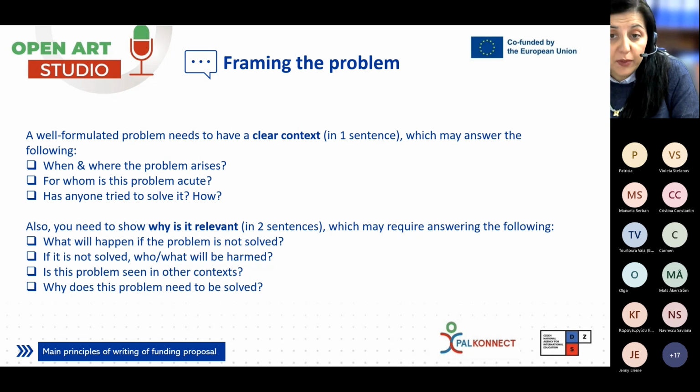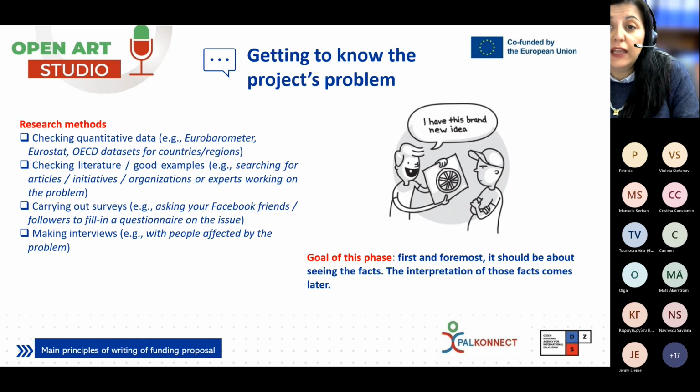What will happen if the problem is not solved? If it's not solved, what will be harmed? Is the problem seen in other contexts? Why does this problem need to be solved? So it's quite important to link to the framing of the problem, because this is one of the basics for a successful proposal. Then, getting to know the project problem. Firstly, you need to be sure that the problem is real. And then the key of the research should be to find evidence that the issue exists. Below, you can find the main guiding principles on how to do the right research when the problem is real.